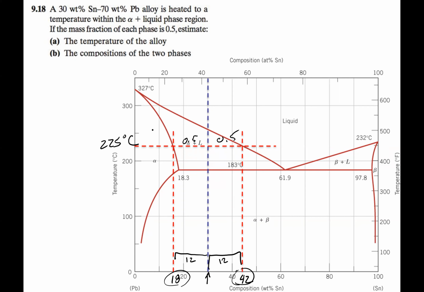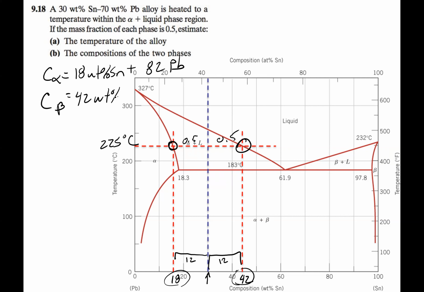All right? So that's how you do that one. And then the compositions of the two phases. Remember, the alpha composition is over here. So composition alpha is, say, 18 weight percent tin, so 82 lead. And the beta is over on here, which we said was 42 weight percent tin plus 58 weight percent lead. All right, those are our two answers.